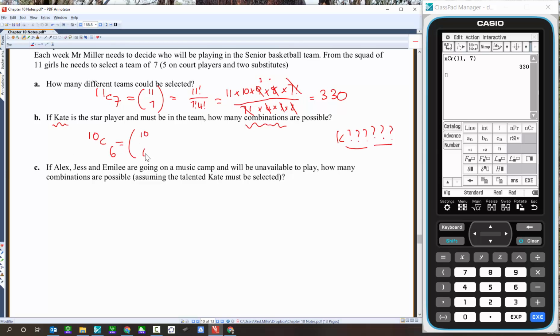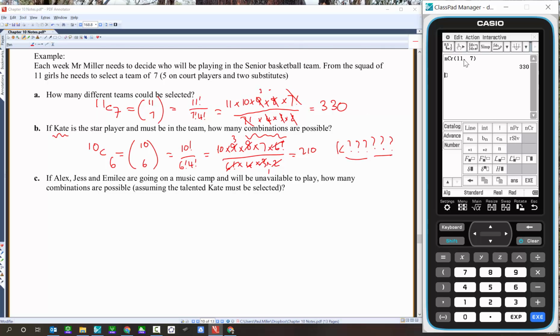What is that? Well, that can be written as that, which is 10 factorial over 6 factorial, 4 factorial, which is the same as 10 times 9 times 8 times 7 times 6 factorial over 6 factorial times 4 times 3 times 2. Gone. 4 times 2 is 8. That's gone. 1 and 3. So this is 10 times 3, which is 30. 7 times 30 is 210. Just check that out. 210.